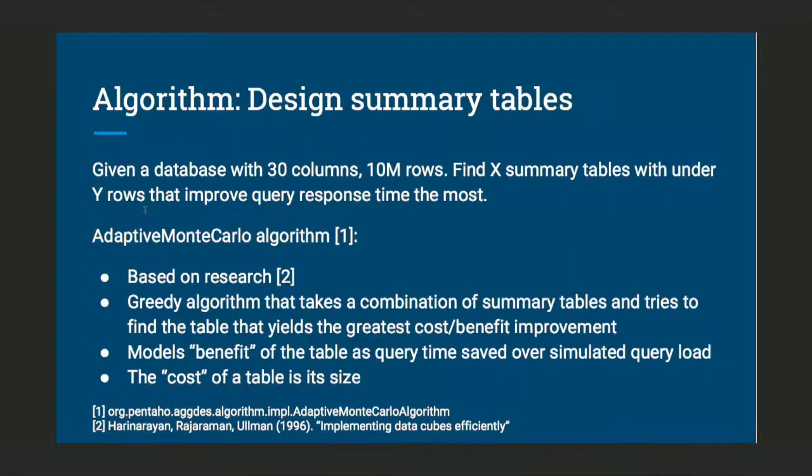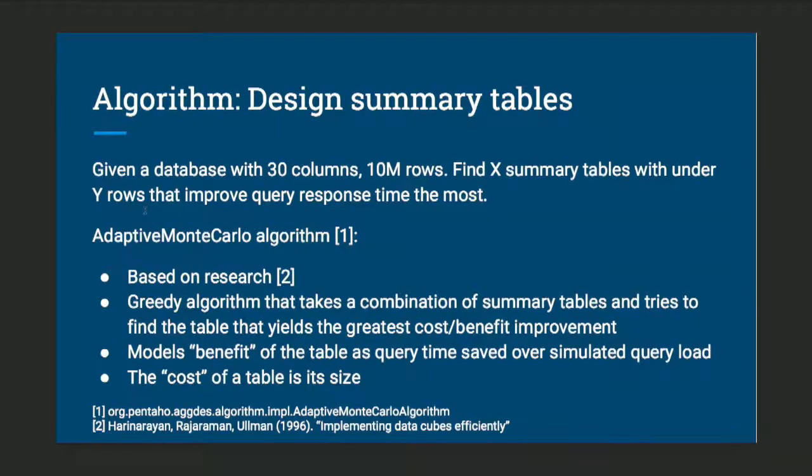So there's a well-established algorithm, about 20 years old, to design summary tables. Again, just a random example. Suppose we have a database that has 30 columns, in other words, 30 attributes that we could aggregate by, and 10 million rows in your database. You have a certain budget of disk space, and you want to find the summary tables that can answer your expected workload the most.